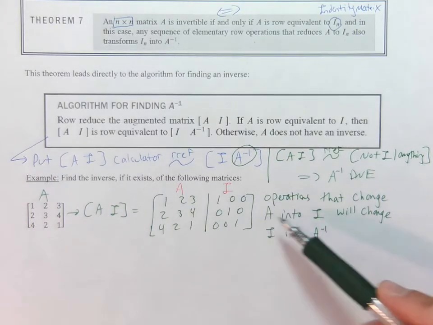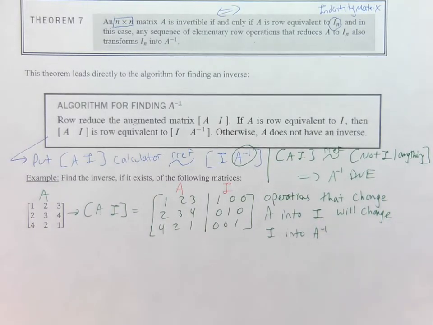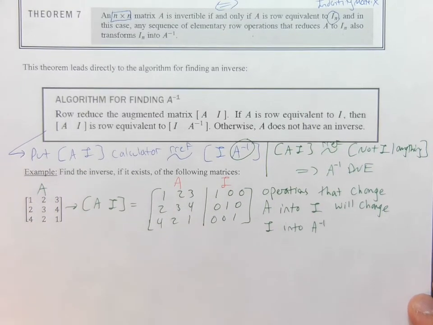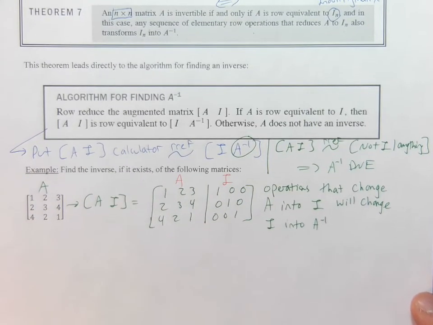And if you don't change A into I, that means the inverse just doesn't exist. Okay, so it's very straightforward. You just do RREF and see what happens. So this is your opportunity to try that. I would remind yourself how to do reduced row echelon form. If you need some help with that, I'm happy to remind you about how to do that.